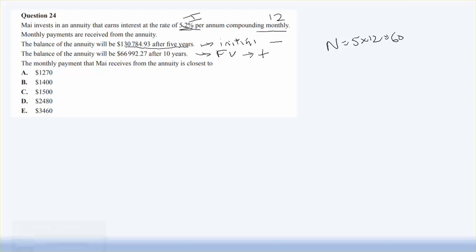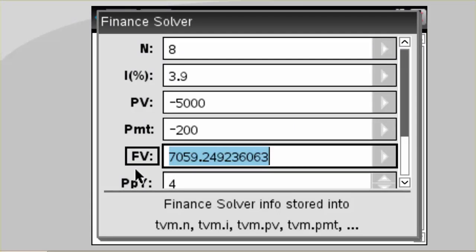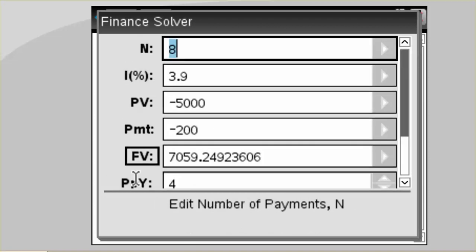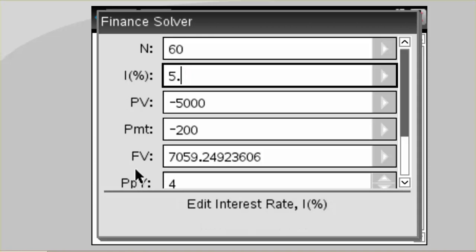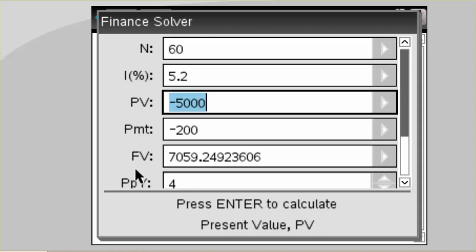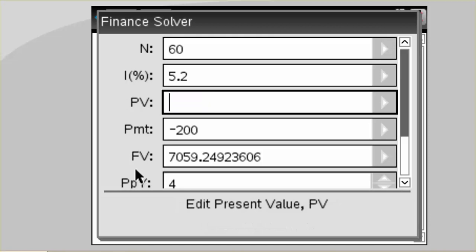So I'll go back to my finance solver. And as you know, this just types over everything. So our N was 5 years, and it's monthly, so 5 times 12, so 60. My investment rate is 5.2. My PV, so my present value, is what she's invested initially. Even though it says after 5 years, we're taking that as our initial. So that's going to be negative 130,784 and 93 cents.